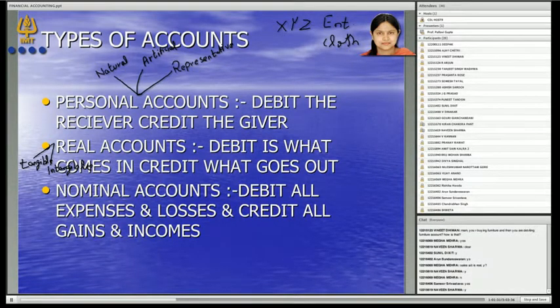Next entry, returned goods to Amrit, rupees 5,000. Amrit is a person from whom you have purchased the goods of 10,000. Out of the purchased goods, you have returned the goods worth rupees 5,000. So this is basically a purchase return. So purchase return account is involved and the Amrit account is involved. Purchase return is a real account and Amrit account is a personal account. In purchase return, goods are going out, and who is the receiver? Amrit is the receiver. So Amrit account debit to purchase return.